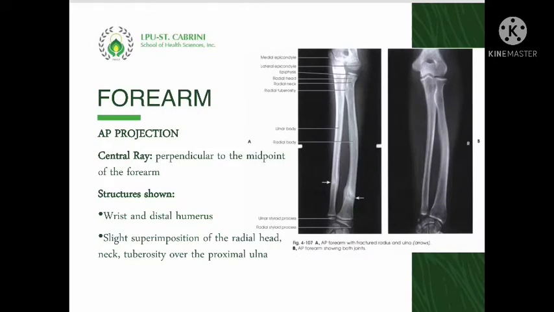The central ray is directed perpendicular to the midpoint of the forearm. This projection will show the wrist, elbow joint, and the distal humerus. A slight superimposition of the radial head, neck, and tuberosity over the proximal ulna will also be visualized.